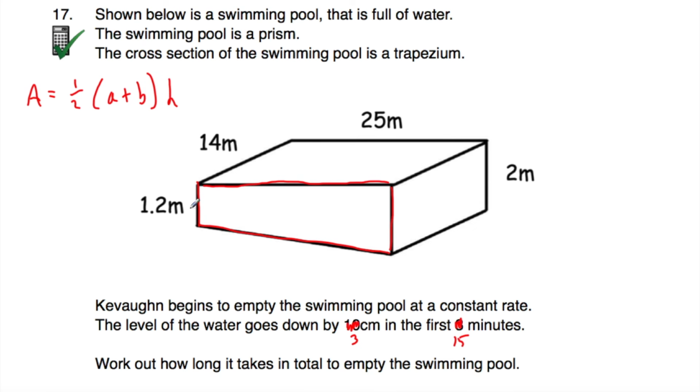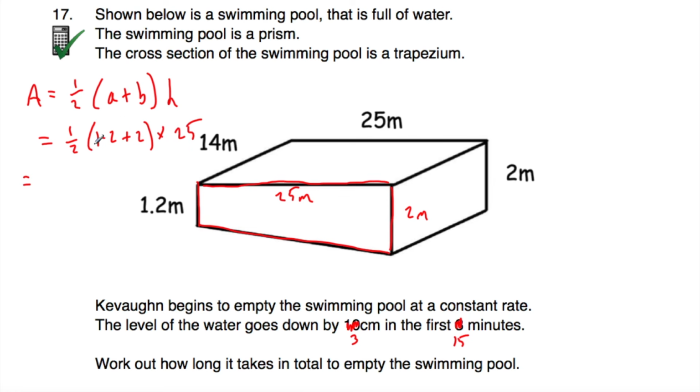We've looked at that in previous questions. In terms of a and b, they're the two parallel sides. So that would be the 1.2 metres and the 2 metres here. And h is the distance between those two parallel lines. So if we look here, that's equal to 25 metres. So that means that the area of this trapezium would be a half, then in brackets a plus b, so that would be 1.2 plus 2, and then multiplied by h, the distance between them, which would be 25.